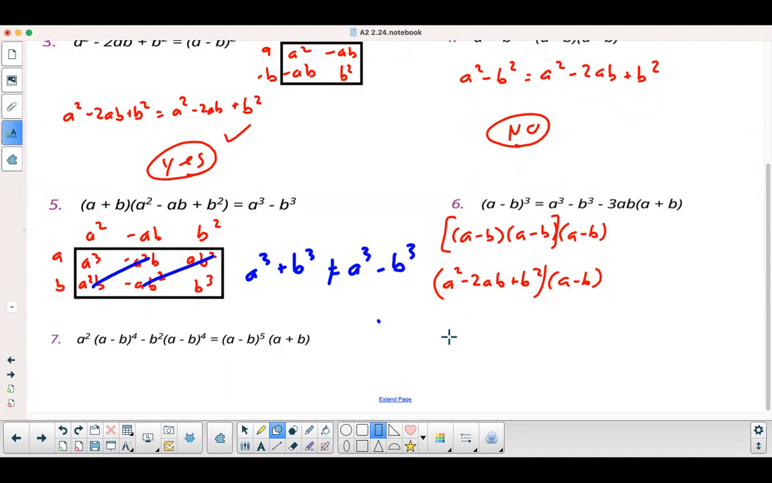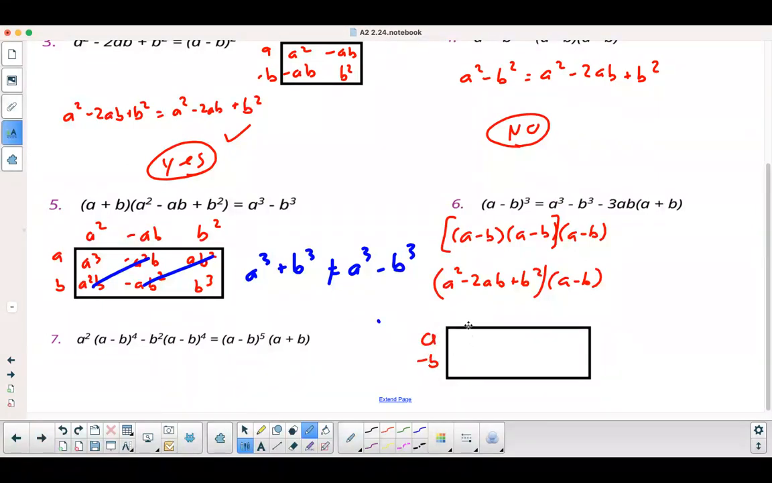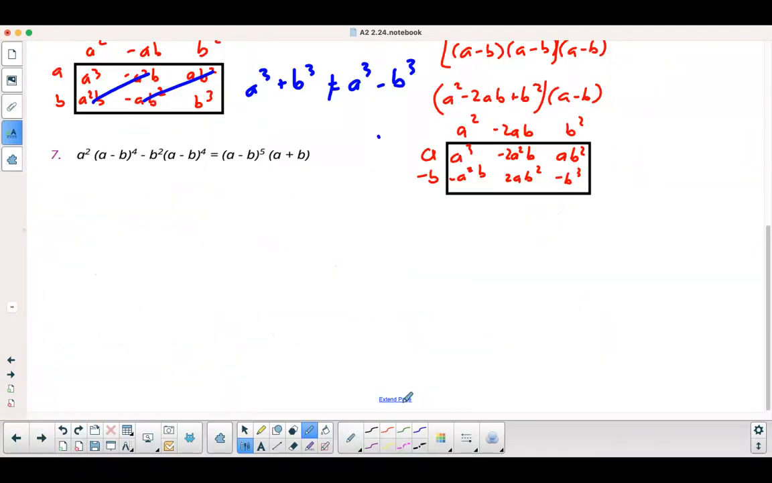I'm going to make a box here. Put the binomial on the left here, a minus b. Put the trinomial up top. Multiply it out. So I do all that work. Start looking for like terms here, a cubed. These two would give me -3a squared b. These two will give me a +3ab squared and then minus b cubed.